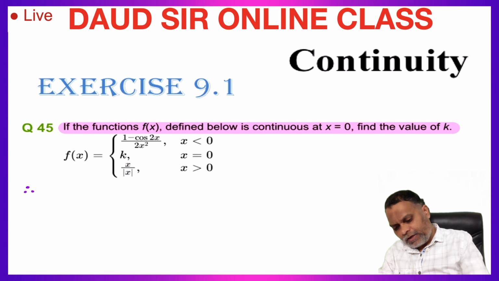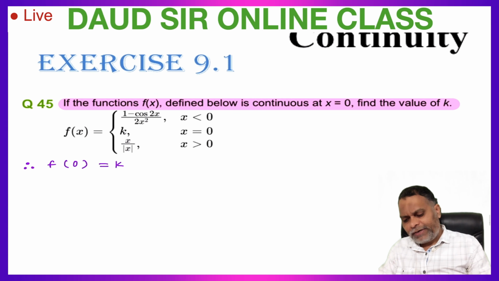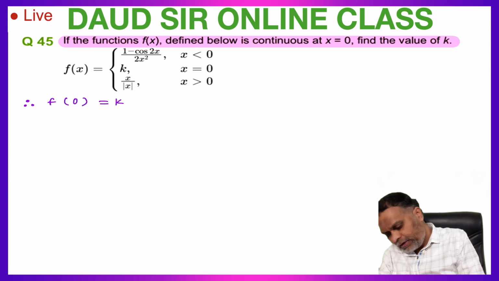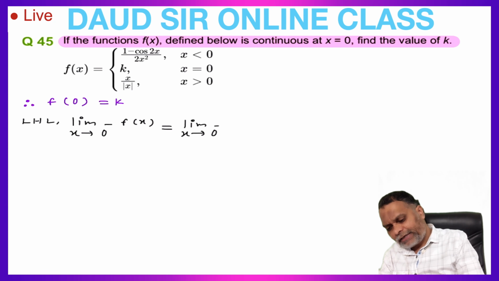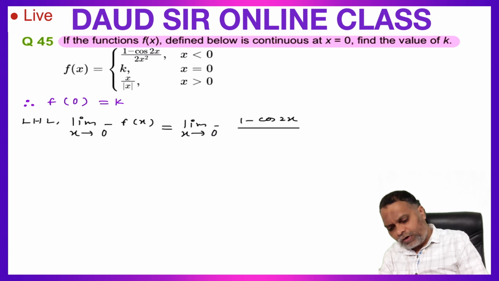Therefore, at x is equal to 0, the value of function is k, so therefore f of 0 is equal to k. Left hand limit: limit x tends to 0 minus f of x is equal to limit x tends to 0 minus, here x is less than 0, so take this function 1 minus cos 2x upon 2x square.